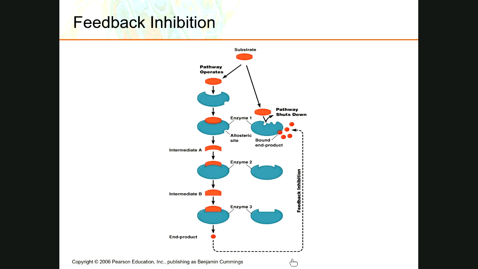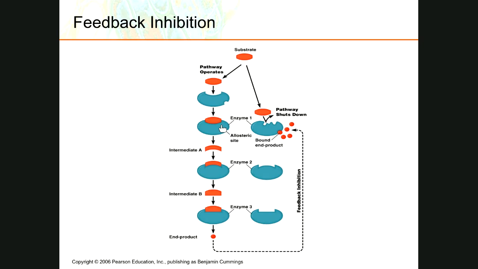As the cell uses up the end product, it comes off the enzyme because the binding of the non-competitive inhibitor, the end product, to the allosteric site is reversible. It comes on, it comes off, come on, come off. And the higher the concentration, the more likely the end product will be bound to the allosteric site, right? Because the binding is concentration dependent. So as the cell uses up the end product, it's no longer available to bind to the allosteric site. And so the enzyme goes back to its normal shape.